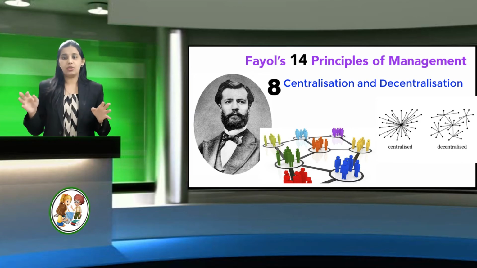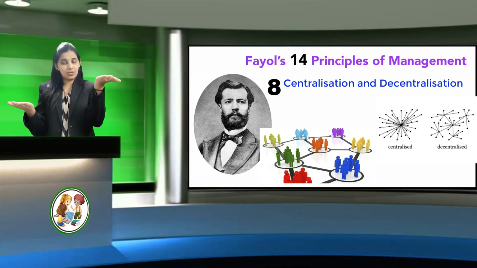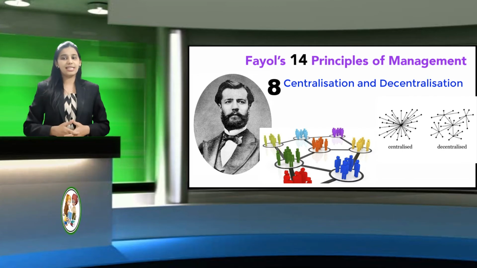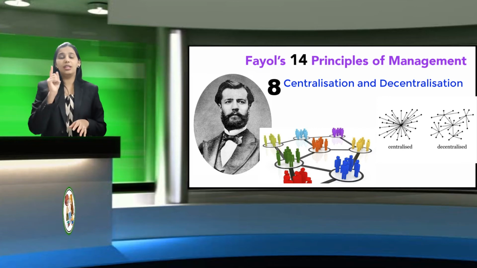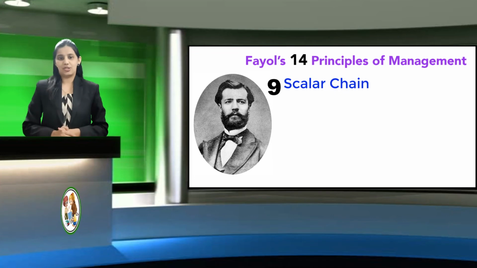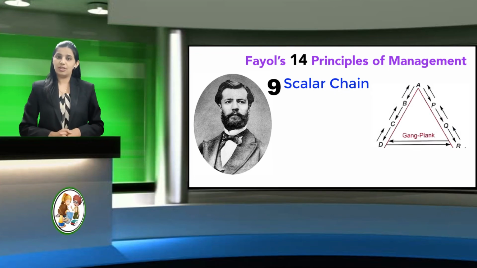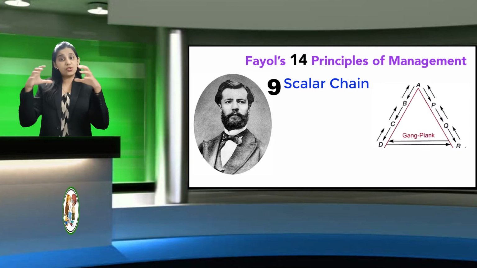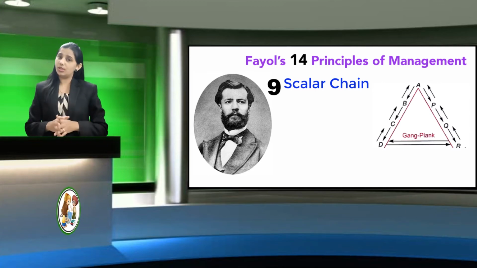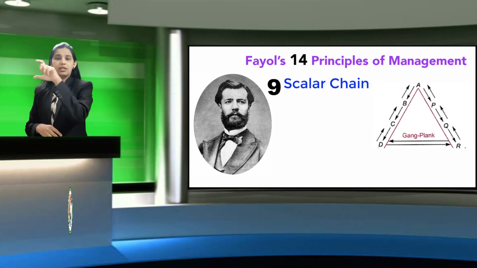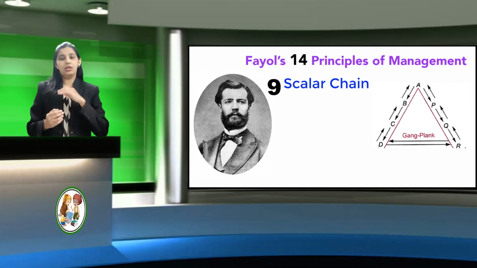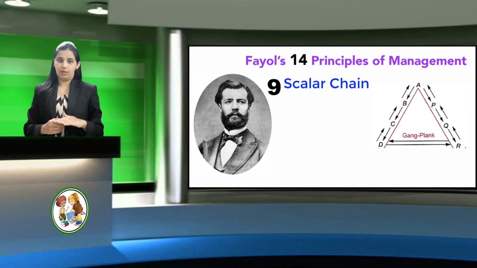In any organization, there must be a balance between centralization and decentralization of authority. The degree of centralization and decentralization depends on the nature and the size of the organization. The next principle is the scalar chain. Fayol thinks of the scalar chain as a line of authority, a chain of superiors from the highest to the lowest ranks. Formal communication in an organization follows the scalar chain, a predefined formal path of authority and communication from the highest to the lowest level.